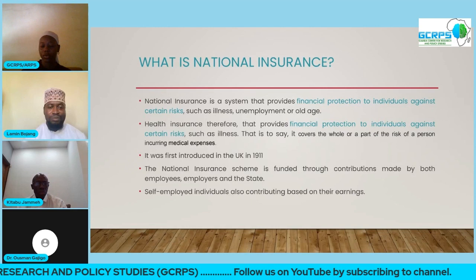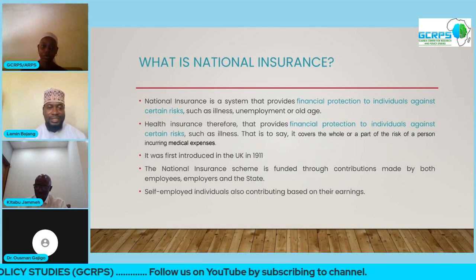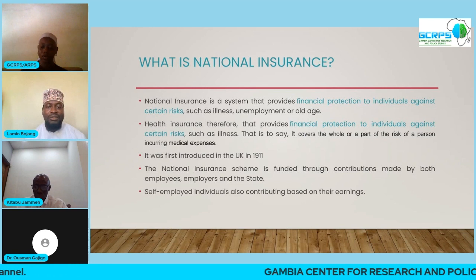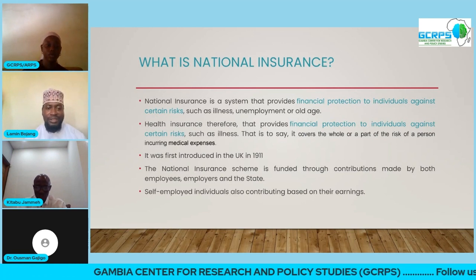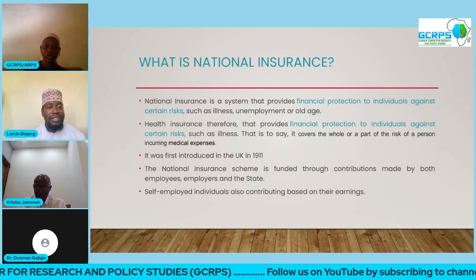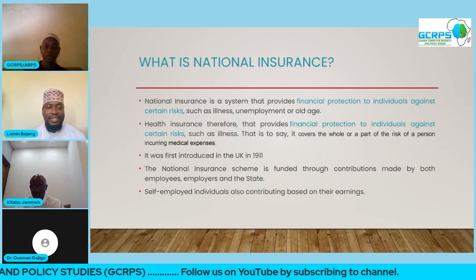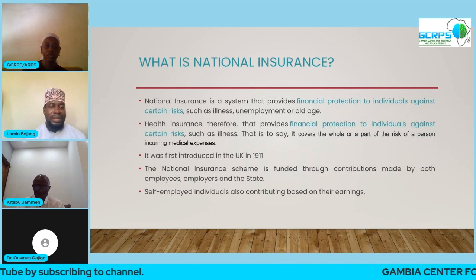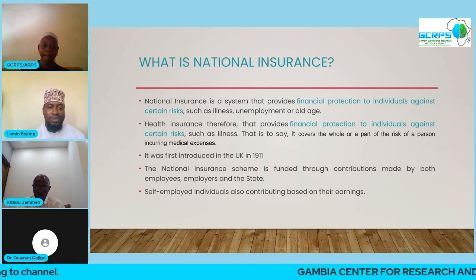It was started in the UK. Therefore, you see that the national insurance scheme is funded through contributions made by the individual, the employers, and the state. So these are the three major modes of funding. Of course, we realize that development partners also play a role.